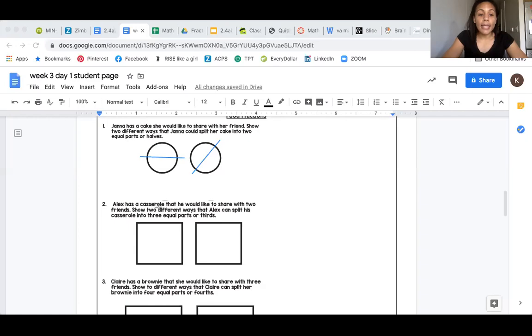Here we go. Alex has a casserole. That means a large plate of food, a large dish of food. Alex has a casserole that he would like to share with two friends. Show two different ways that Alex can split his casserole into 3 equal parts or thirds. Good, so we have Alex and we have his two friends. So that is 3 people are going to share this casserole. So let's figure out a way that I can split or partition this square whole into 3 equal parts.